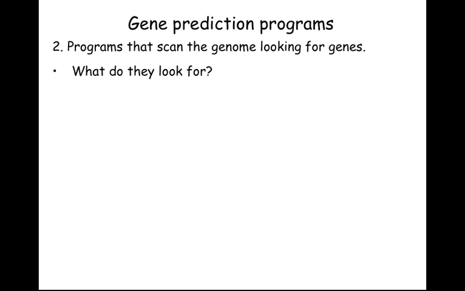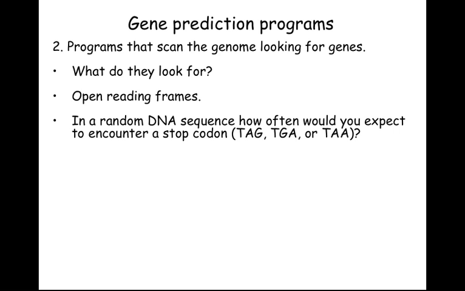So, a complementary approach to the ESTs are gene prediction programs. So these are programs that scan through the genome and look for genes. So if you're going to design a program that would look for genes, what sorts of things would they look for? Well, there's a number of things. One is open reading frames. So open reading frames are just a sequence of DNA that has the potential to encode a protein.